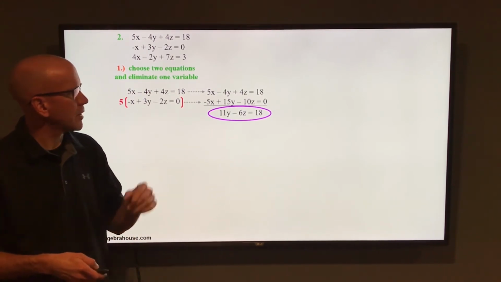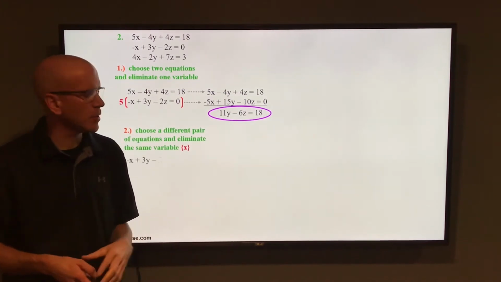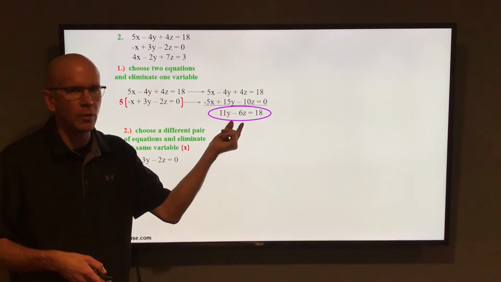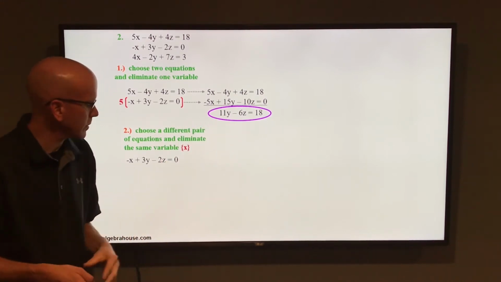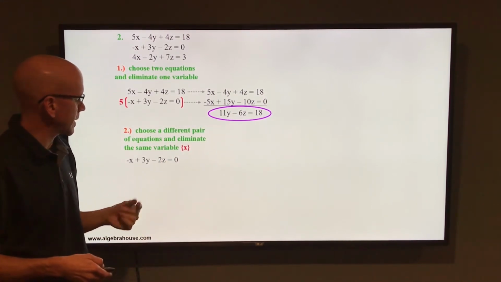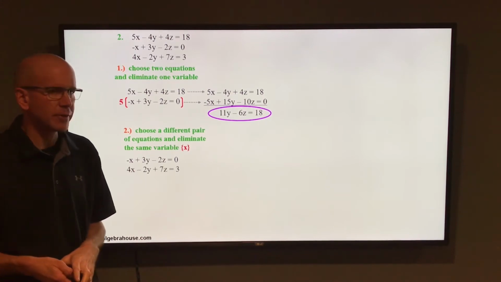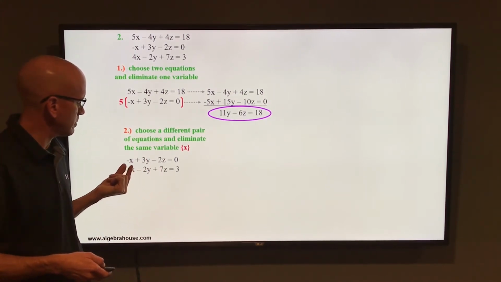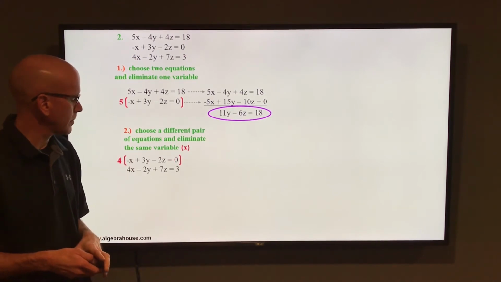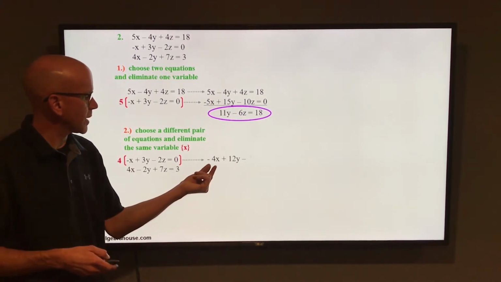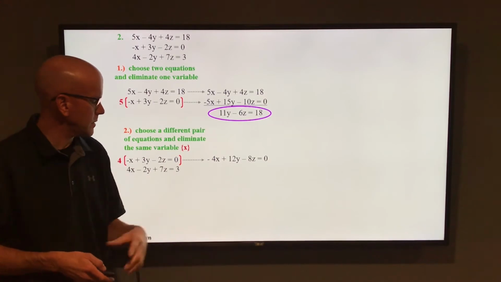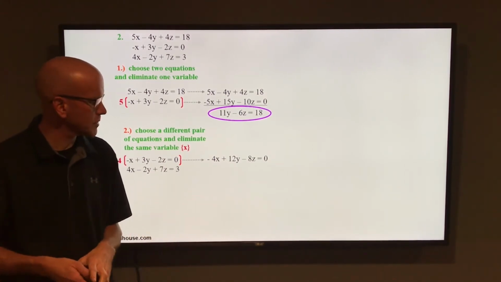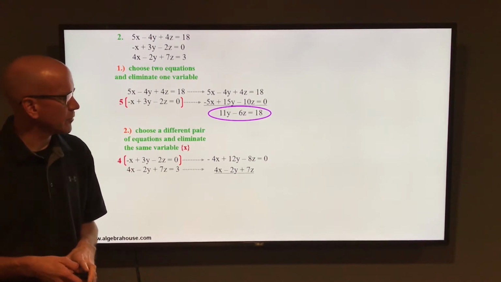Choose a different pair of equations then and eliminate the same variable so that you can put that new equation that you have down here with this equation and eliminate one of those variables. So I'm going to go with the second and third equations from up there this time, and I need to eliminate, again, the x. So to eliminate the x, multiply the top equation there by 4, end up with negative 4x plus 12y minus 8z equals 0. Bottom equation stays the same, 4x minus 2y plus 7z equals 3.